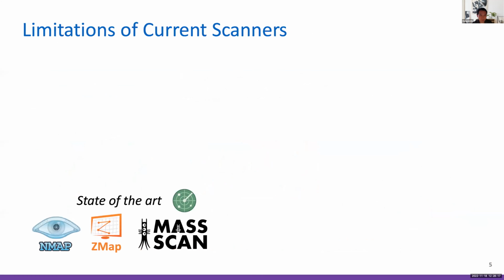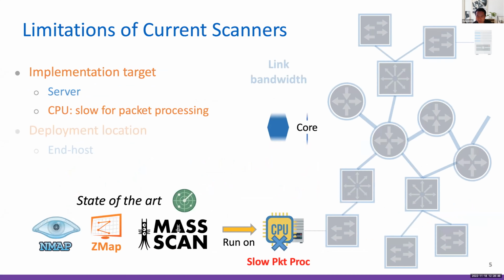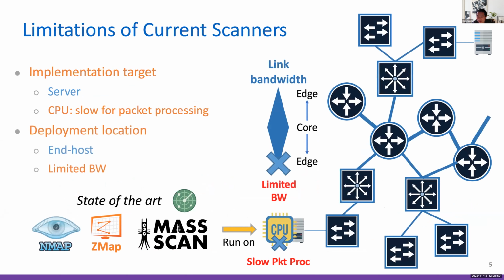But the problem is that current existing network scanners, such as NMAP, ZMap, and Masscan, are implemented as software and run on a server. That means we use a CPU to run those scanners, but the CPU is very slow at processing those packets. And we just deploy those scanners on the server.